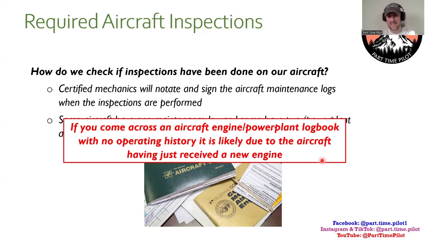Well, an aircraft can get a new engine, so it would have an airframe logbook with a bunch of history, but the engine power plant logbook would have no history, and that's sometimes why they have two different maintenance logbooks for airframe and power plant.